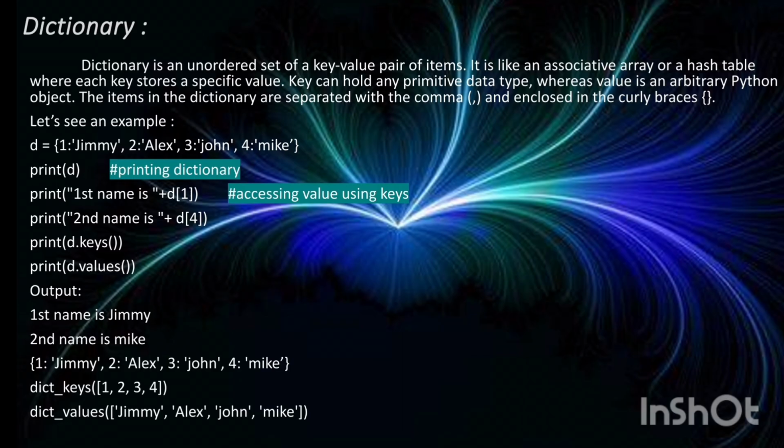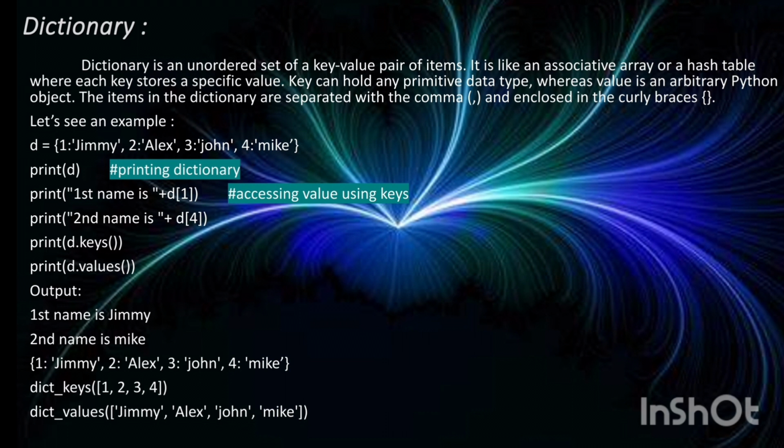Now let's discuss the dictionary data type. Dictionary is an unordered set of key value pairs of items. It is like an associative array or a hash table where each key stores a specific value. Key can hold any primitive data type, whereas value is an arbitrary Python object. The items in the dictionary are separated with commas and enclosed in curly braces.